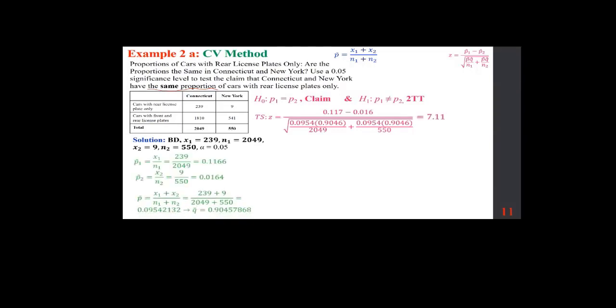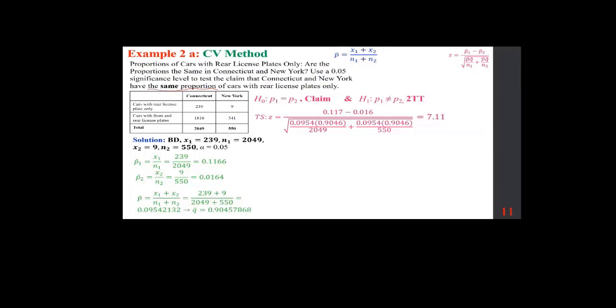Take a look at the one on the bottom left in green. And so we really have to do that first. We have to calculate P1 hat, P2 hat. We need those for the numerator of the test statistic.